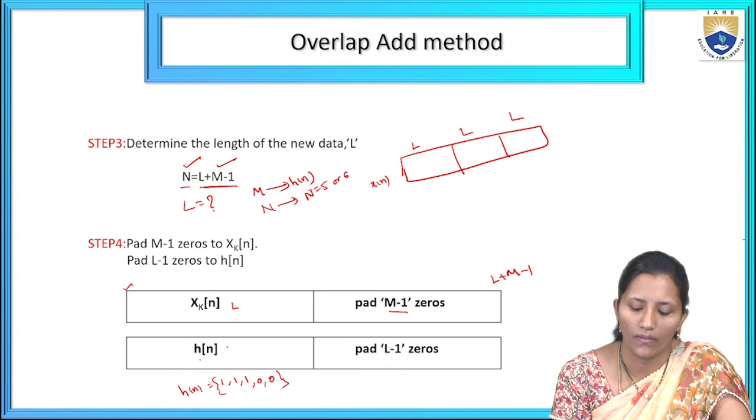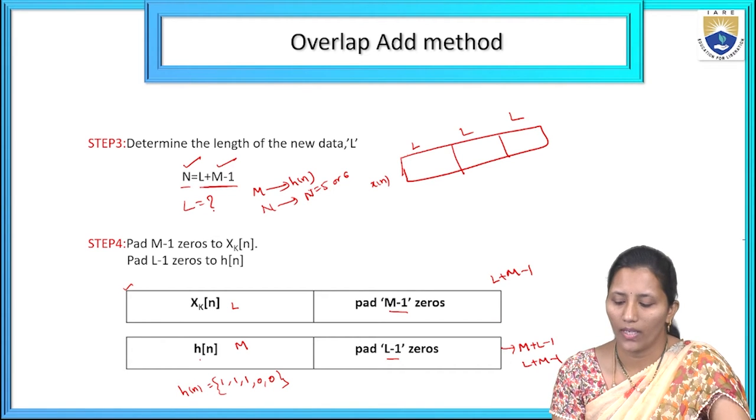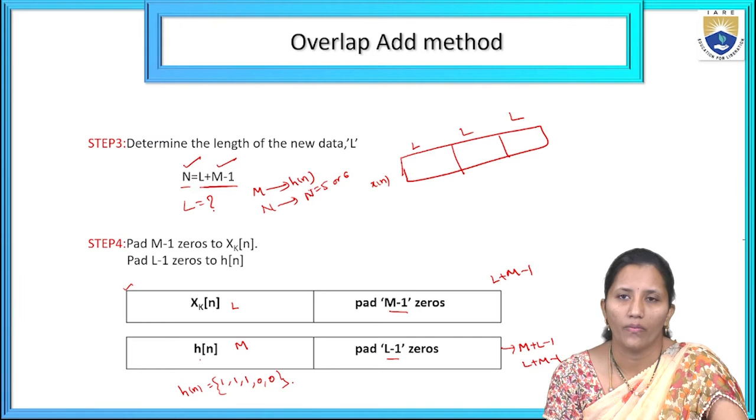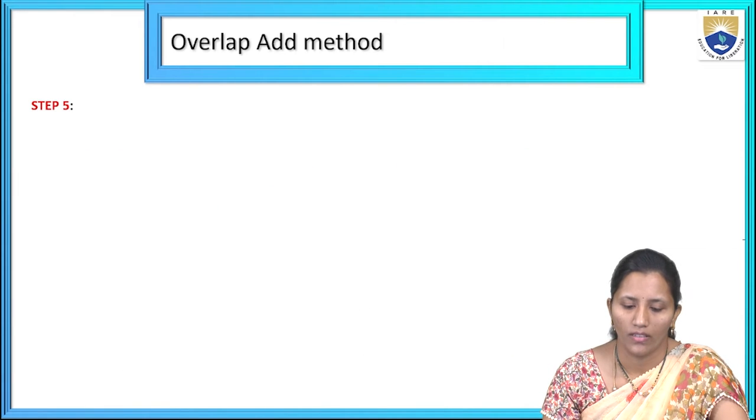The length of h of n is already M, and we are adding L minus 1 zeros. So the length becomes M plus L minus 1, that is L plus M minus 1. So we should make the length of h of n equal to L plus M minus 1 by padding L minus 1 zeros.